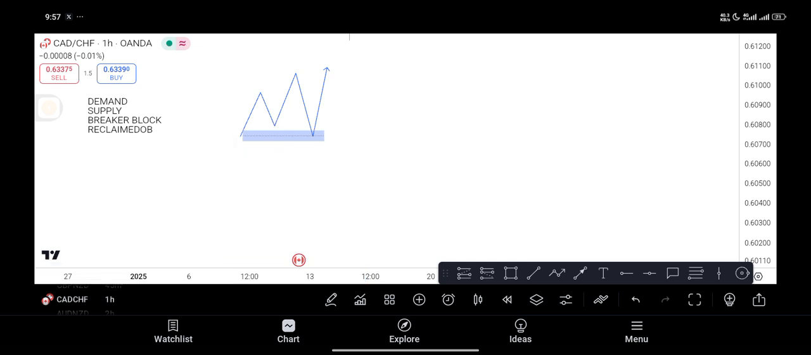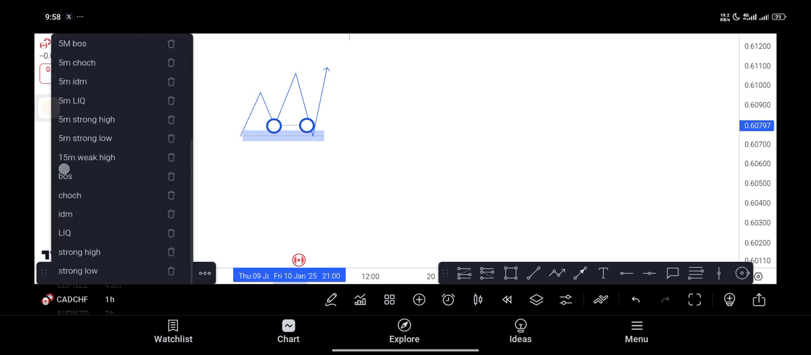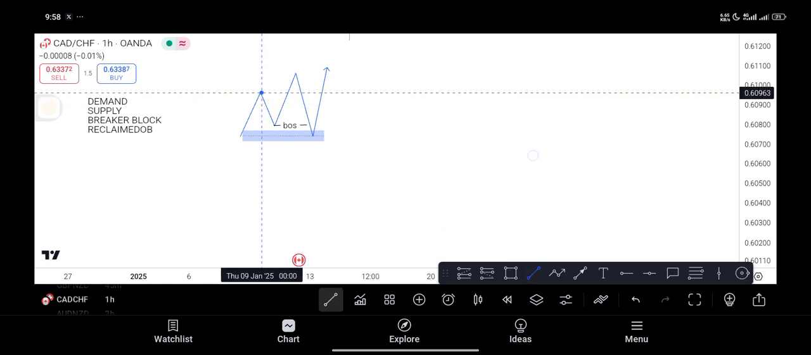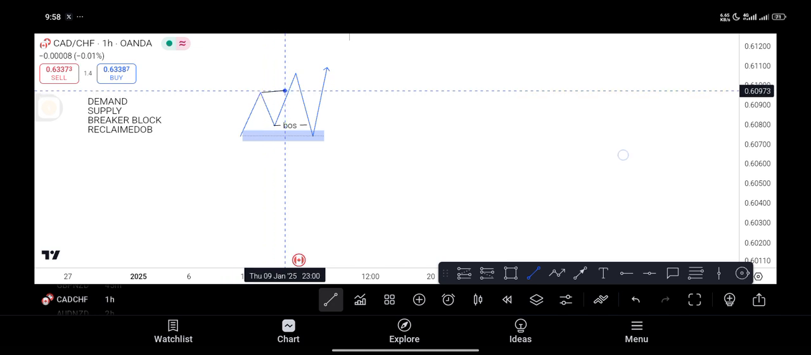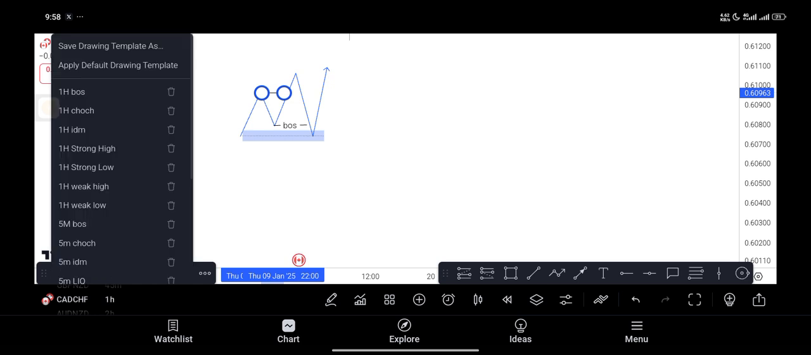So what does this structure mean? In simple terms, this structure is a very easy markup, because you see it a lot in the market. It's the kind of structure where you have your breakout structure here. You have a breakout structure.